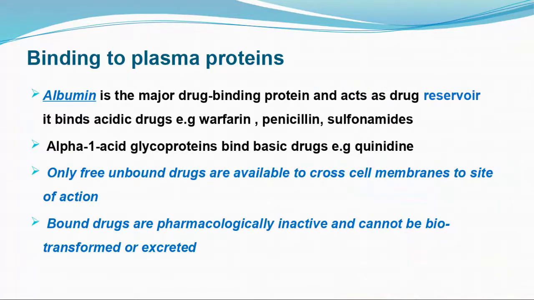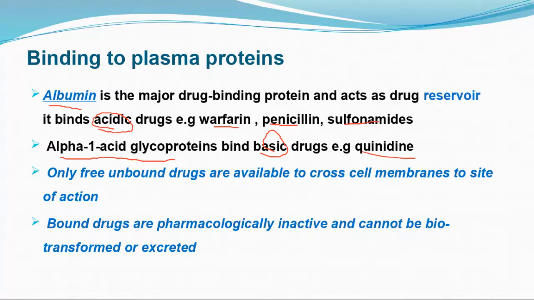زي ما قلنا في عندنا من الامبورتنت بلازما بروتينز اللي هو الالبومين which is the major plasma protein. It binds the acidic drugs like the warfarin, like the penicillin, and the sulfonamide. Warfarin is an anticoagulant drug, penicillin antibiotic, and the sulfonamide is also antimicrobial agent. Another plasma protein, the alpha-1 acid glycoprotein, it binds the base drugs like the quinidine, which is an anti-malarial drug.